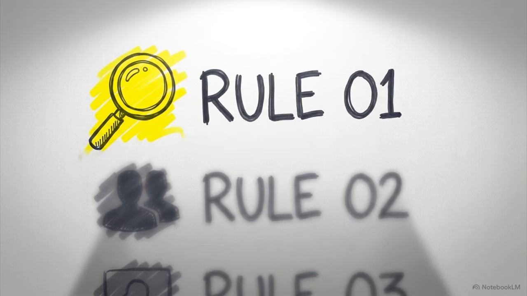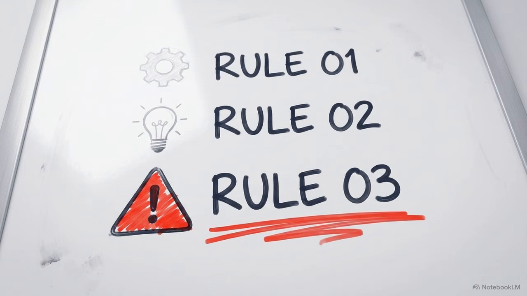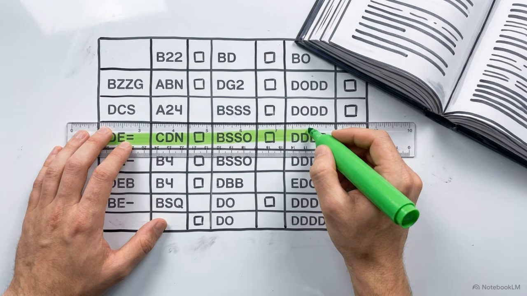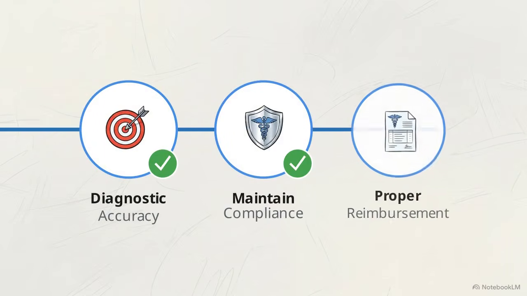Let's finalize the rules. Number 1, start in the index to find your code. Number 2, finish in the tabular list to define and verify that code. And number 3, never, under any circumstances, assign a code directly from the alphabetic index alone. Strict adherence to this 2-step verification process on every single chart removes the guesswork. It is the only reliable way to ensure diagnostic accuracy, maintain compliance, and secure proper reimbursement.